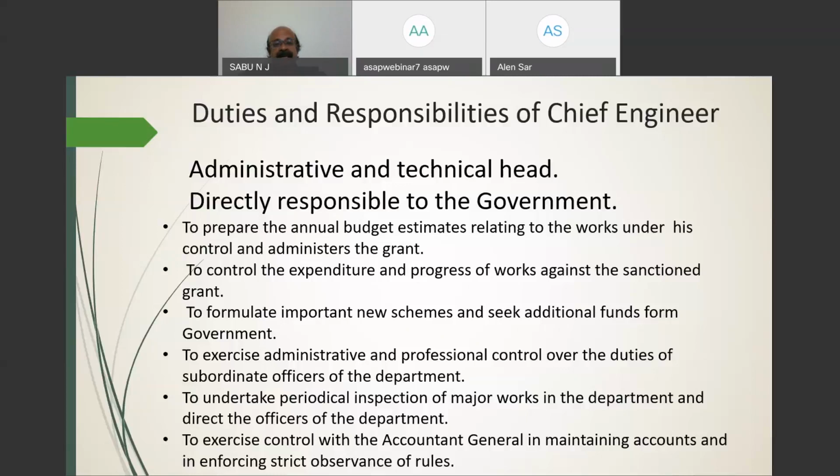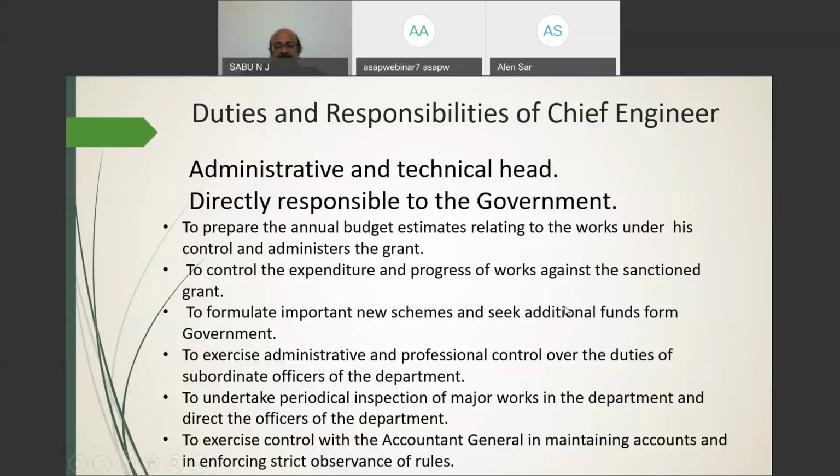That duty is delegated to the chief engineer. Then he has to control the expenditure, the quality of the work, and the progress of the work. All of you know that for every project there are many constraints on cost and quality, and also on time. Time is another constraint. So all this control is to be exercised by the chief engineer on the expenditure and the progress of the work. He must also formulate important new schemes and seek additional funds from the government. That means the overall responsibility is with him.